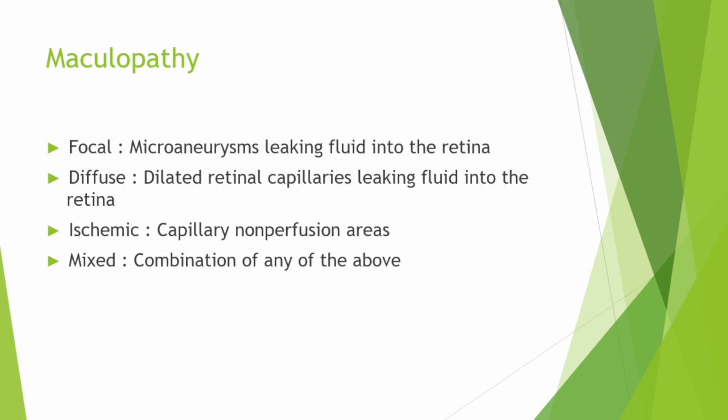Coming to diabetic maculopathy, it can be focal, diffuse, mixed, or ischemic. It is called focal when the microaneurysms are causing the leakage, when more than 2/3 of the leakage is caused by microaneurysms. And if it is diffuse, the leakage is caused by other than microaneurysms, the microaneurysms contributing less than 2/3, it is known as diffuse maculopathy. And ischemic when there are capillary non-perfusion areas. Mixed can be a combination of any of the above.